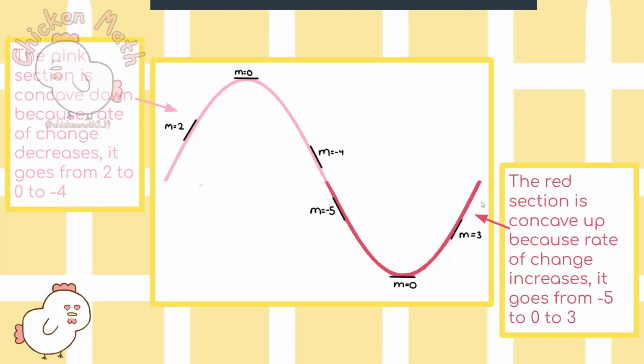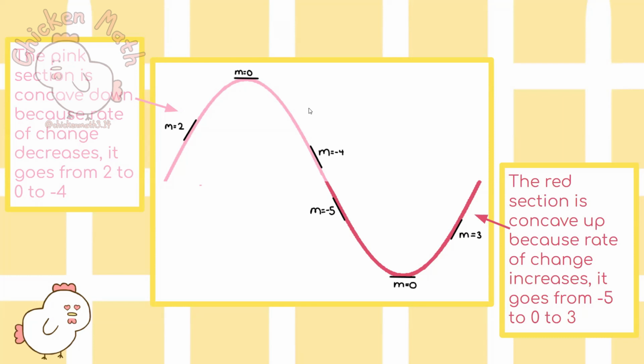Now, if you look at this red portion, it starts to increase. The rate of change goes from -5 to 0 to 3, so therefore it's concave up. And this point right here is the point of inflection. That's where it goes from concave down to concave up. And this also applies if it goes from concave up to concave down.